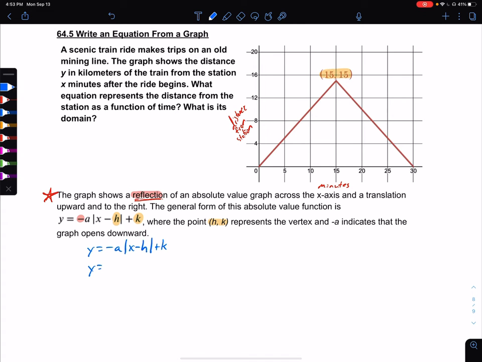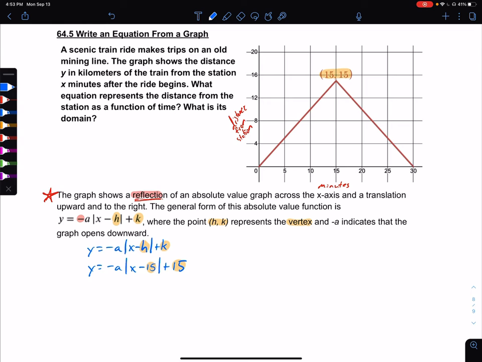So I'm going to take this h and k value and plug in, because they talked about the vertex being h, k. So I'm going to say y equals negative a times the absolute value of x minus 15 plus 15. Again, h and k being our 15 and 15.